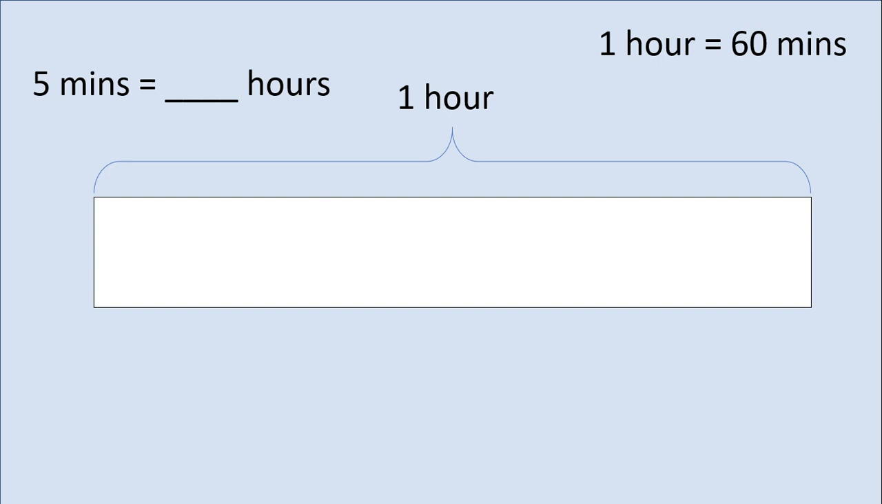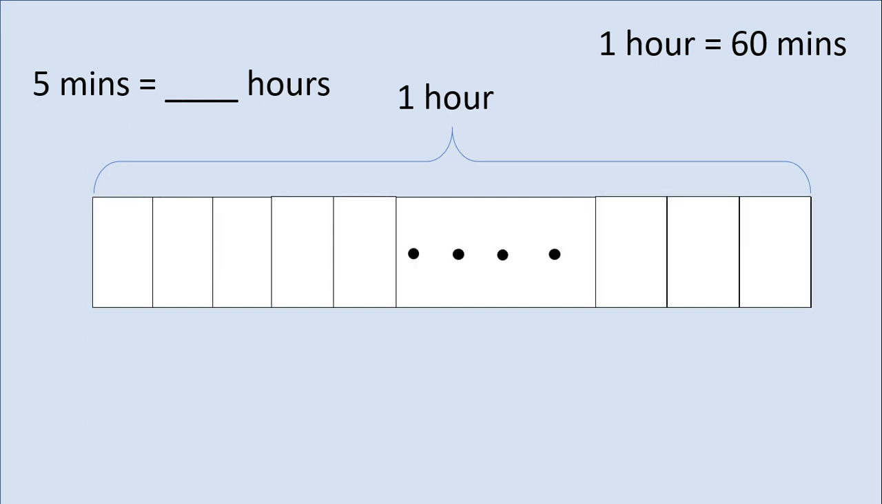But remember, 60 is a large number, so we're going to do the same thing we did in the last problem, where we do a few parts, do a dot, dot, dot in the middle, and then end on a few parts. Each part is going to be worth 1 minute.